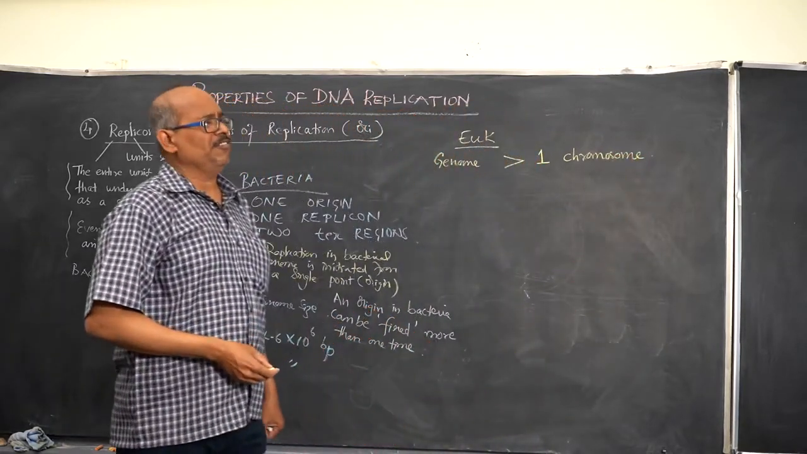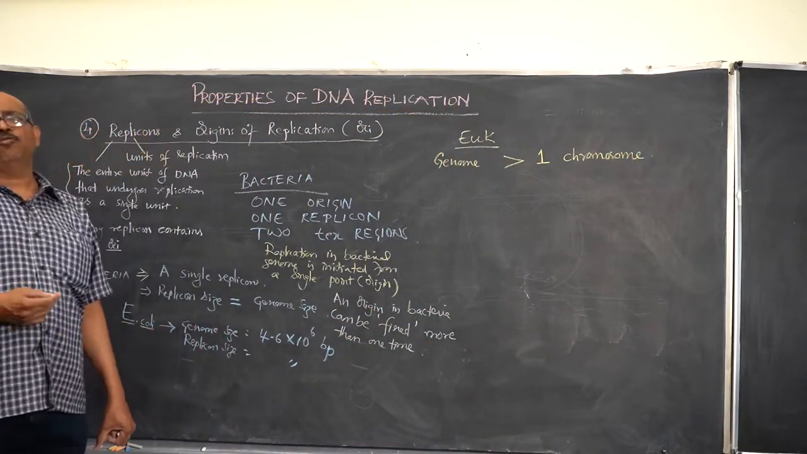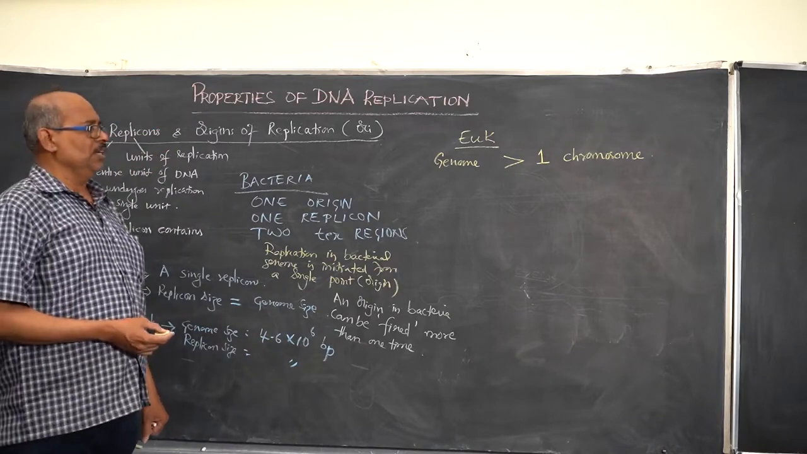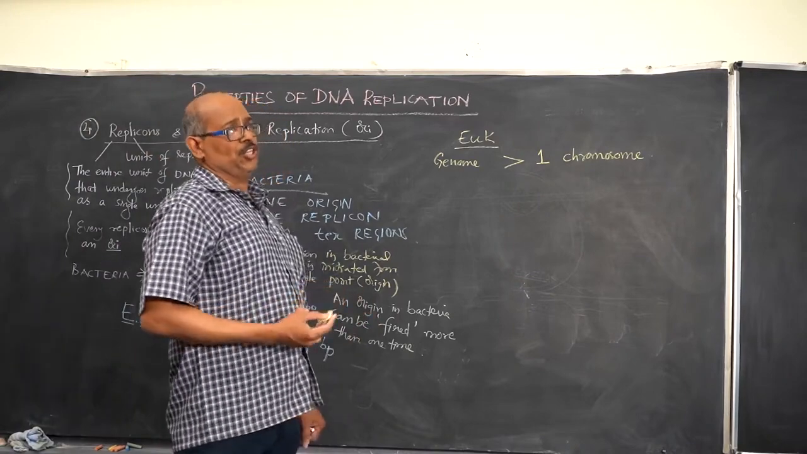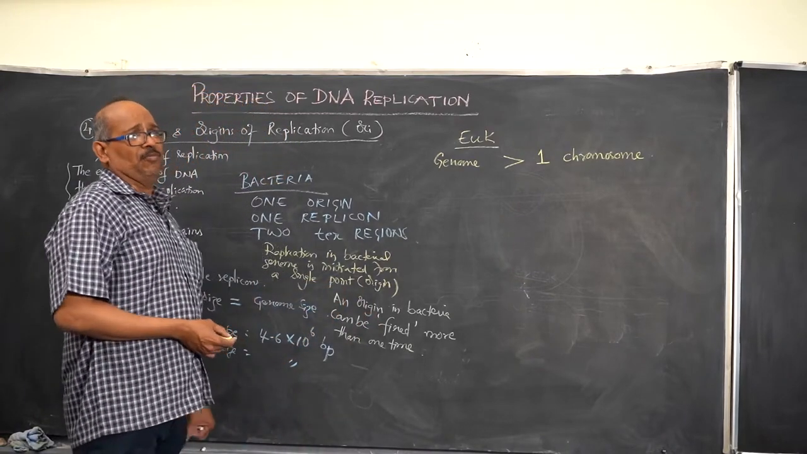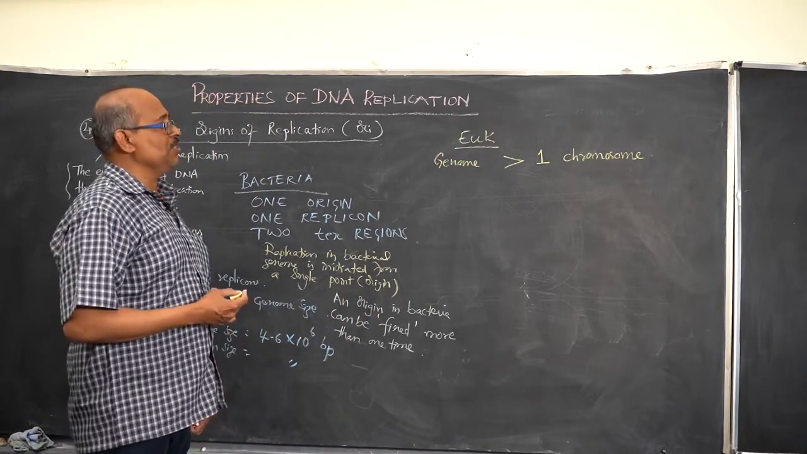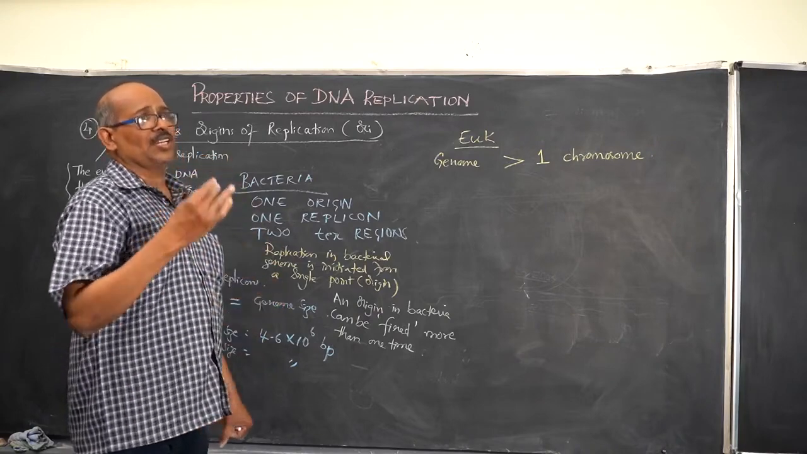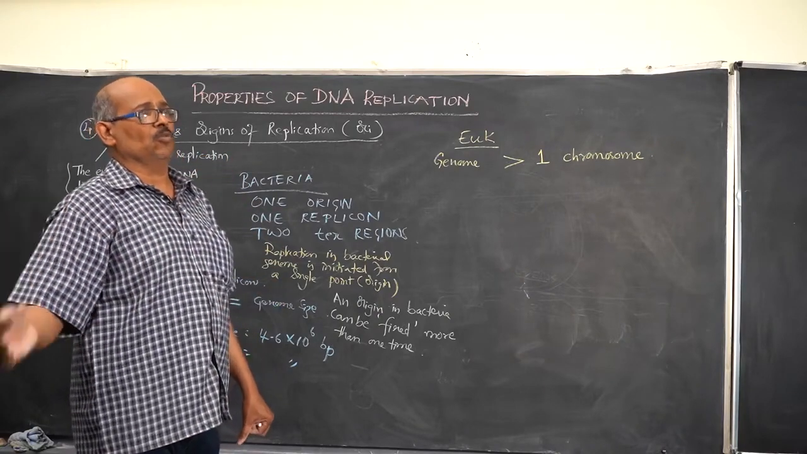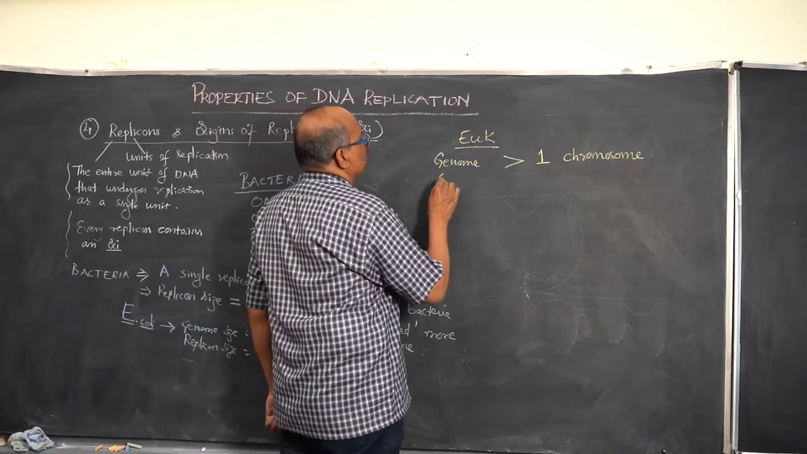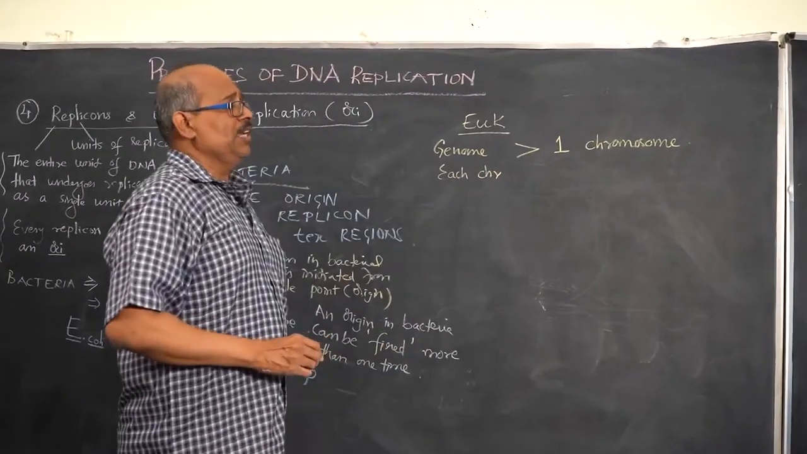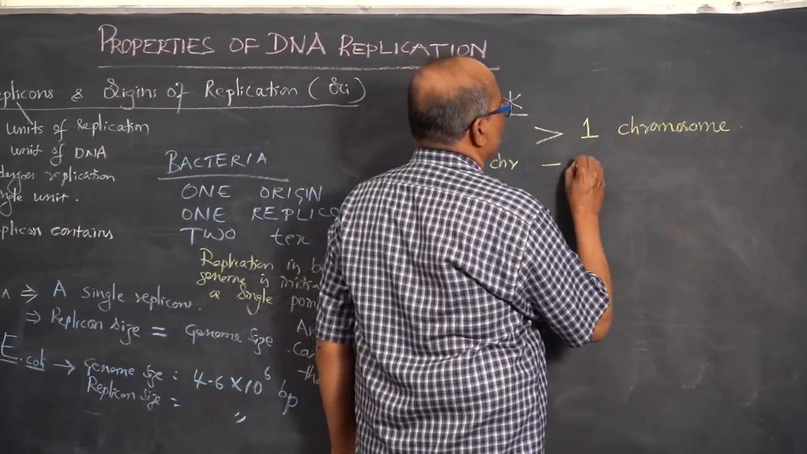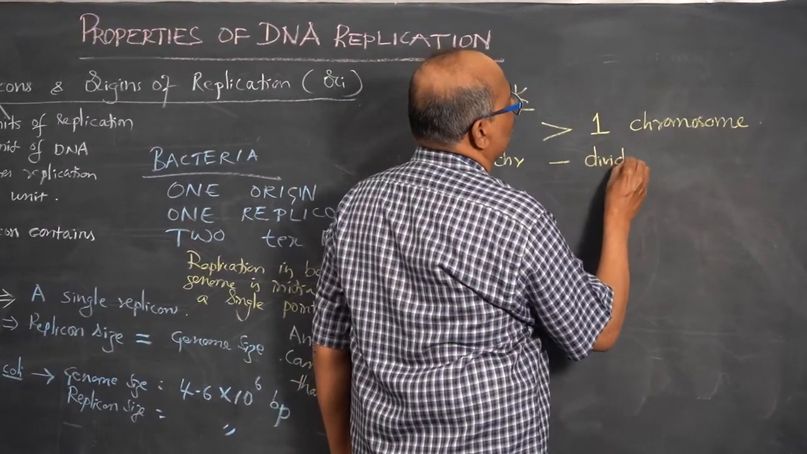For example, in the case of Drosophila, we have 4 chromosomes in the genome. In the case of humans, we have 23 chromosomes in the genome. Pisum sativum, we have 7 chromosomes in the genome. So the genome is organized into more than one chromosome. Next point, each chromosome is divided into several thousands of replicons.